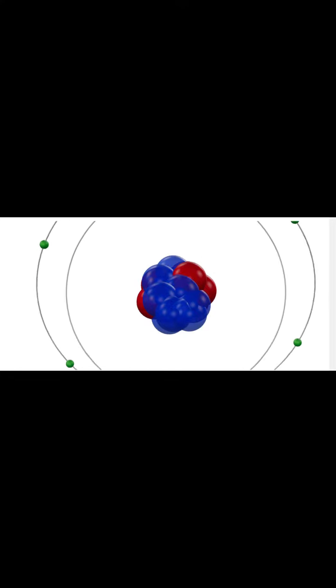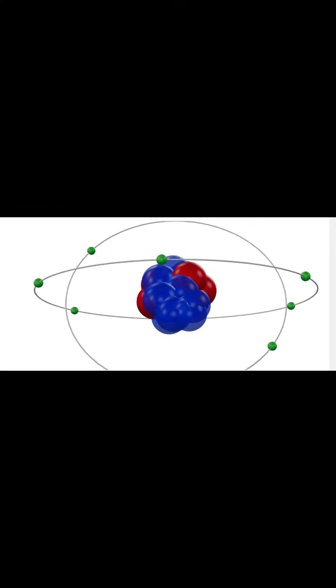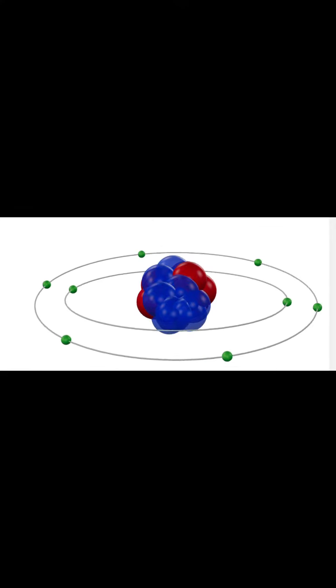Atoms all have shells. These are rows of orbiting electrons. There are various numbers of shells that a type of element can have, ranging from 1 to 7.